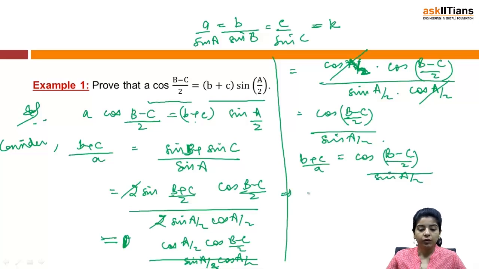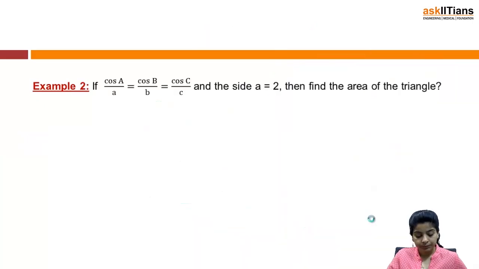So ultimately what we have proved is a cos((B minus C)/2) is equal to, taking this here, (b plus c) sin(A/2), and that is what we were required to prove. So see, this is a simple application of sine rule. This is the kind of question you can expect on the basis of sine rule.